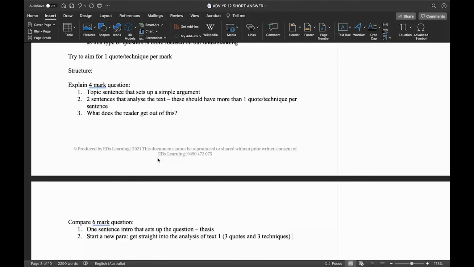then you start a new paragraph, and then you get straight into the analysis of how text 1 represents your thesis, and bring in the analysis straight away with 3 quotes and 3 techniques, and try and make sure that each of the quotes and techniques are building off the last one. Then what you do, next step, is start a new paragraph again. And what you do is analyze text 2 and make reference to text 1 through synthesis.